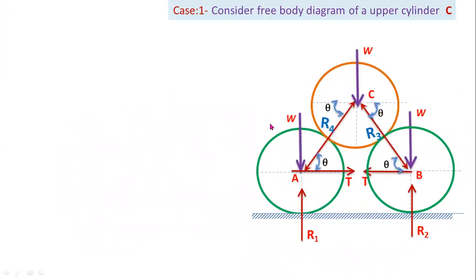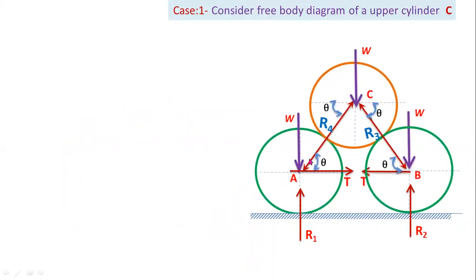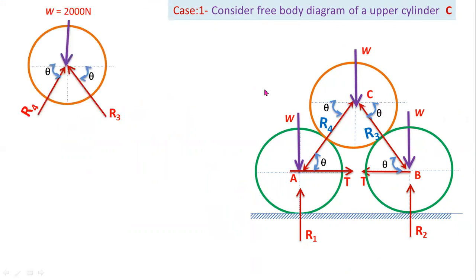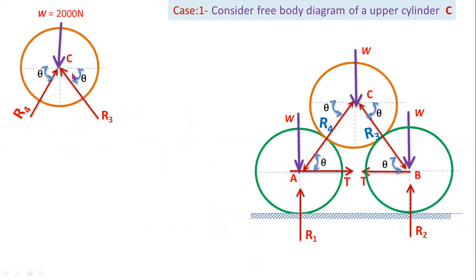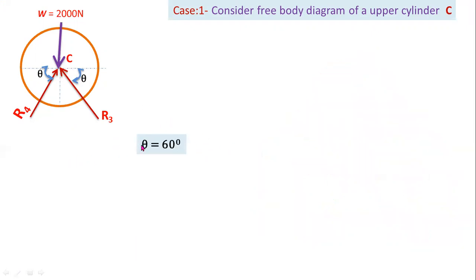Now for determining the reaction forces, first of all you have to consider the top cylinder. In case one you have to consider this upper cylinder. Now you have to consider the free body diagram of cylinder C. Here there are three forces. You have to consider cylinder C as it is: R3, R4 and W equals 2000. There are three forces acting on cylinder C. Here theta equals 60 degrees.